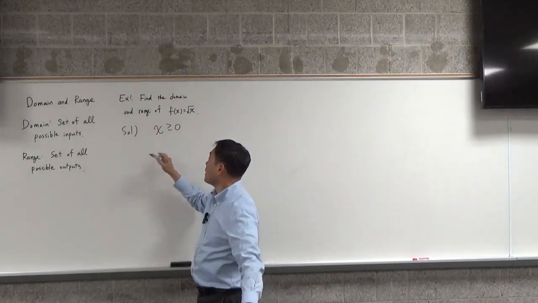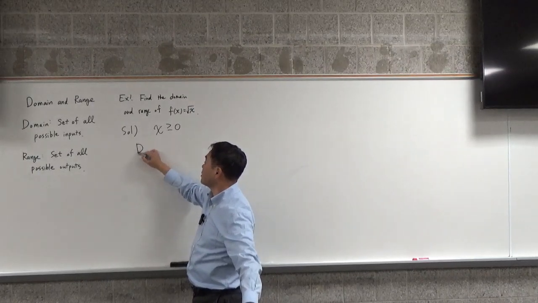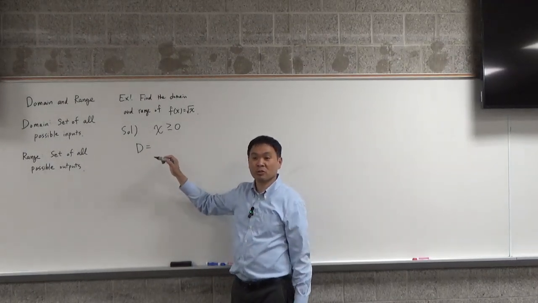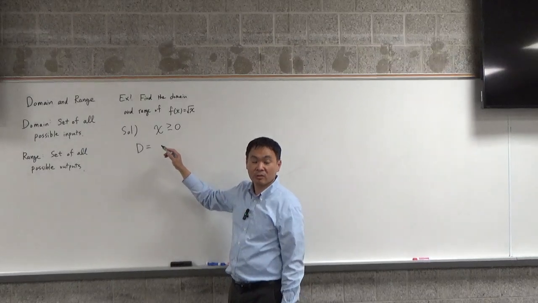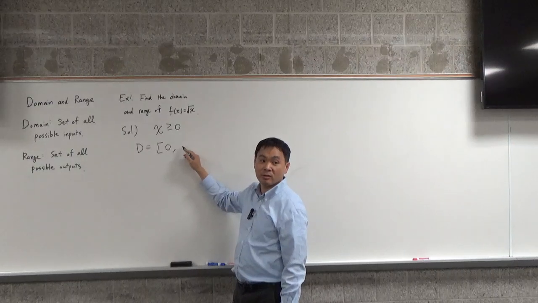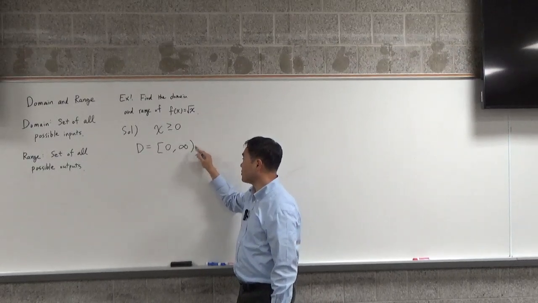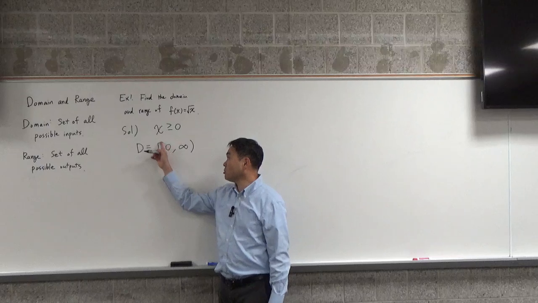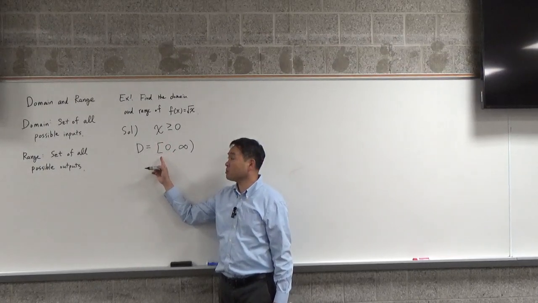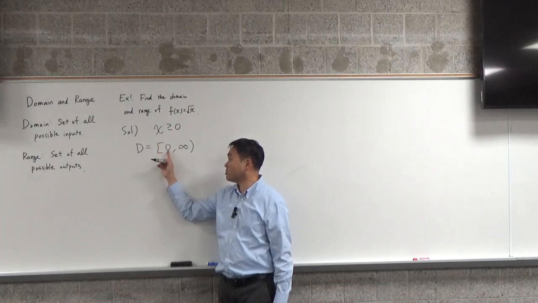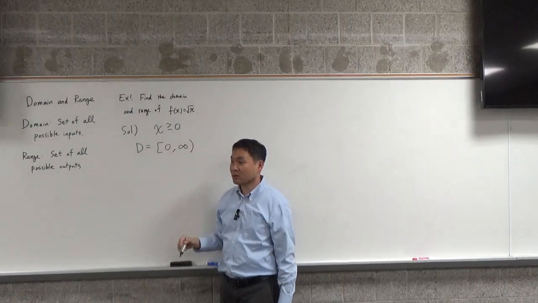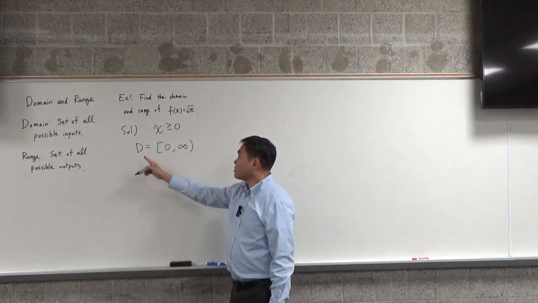Okay? Now how do you write this in interval notation? In interval notation, how do you write this? Yes? Bracket 0, 0 to infinity, and then parentheses, right? And we use the bracket because this closed bracket means 0 is included in the domain. 0 is allowed. Okay, so that's your domain.